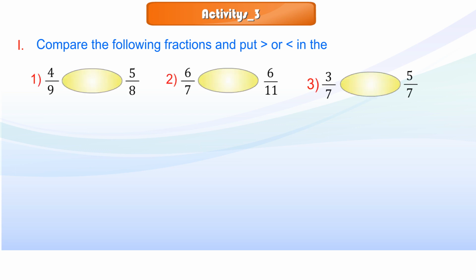Activity 3. Roman numeral 1. Compare the following fractions and put greater than or less than in the blank. 1. 4 by 9, 5 by 8. 2. 6 by 7, 6 by 11. 3. 3 by 7, 5 by 7.